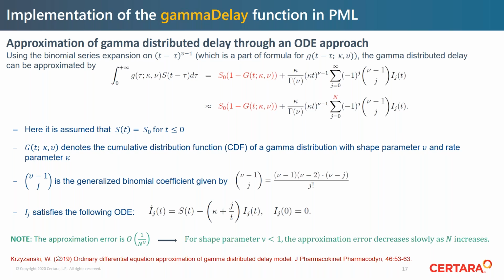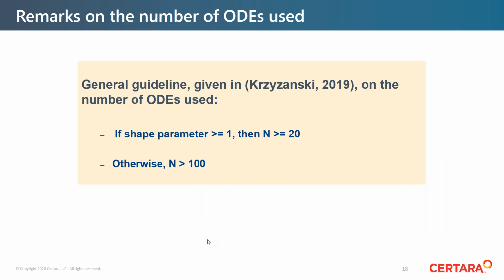In the paper, it was found that the approximation error is given by this expression. You can see that this is the shape parameter. If the shape parameter is less than 1, then the approximation error decreases slowly as n increases. So we see that for this approach, the accuracy of the approximation depends on the number of ODEs used. The higher the number of ODEs used, the more accurate the approximation. However, the performance cost increases with the number of ODEs used.